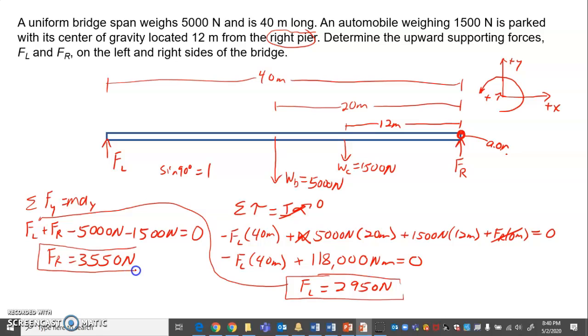And I'll let you do the intermediate algebra steps in each of these equations, but I think you'll agree with me. And it makes sense in this case that the right support is going to be exerting more force, supporting more of the load than the left support over here. And that's because this car is parked over here to the right of center, and so that's causing more force to be needed over here.